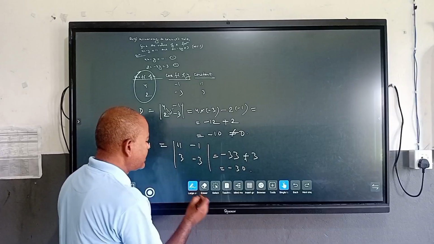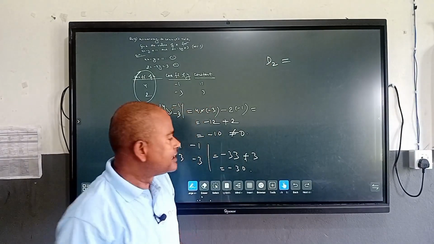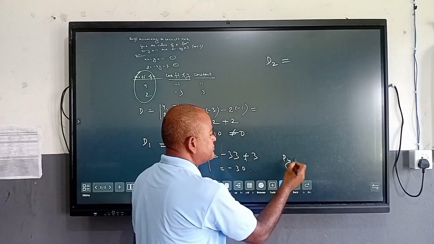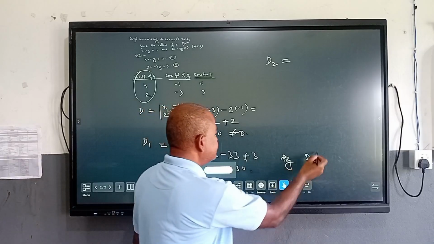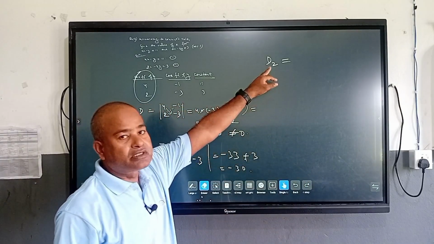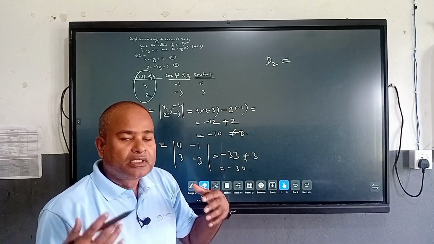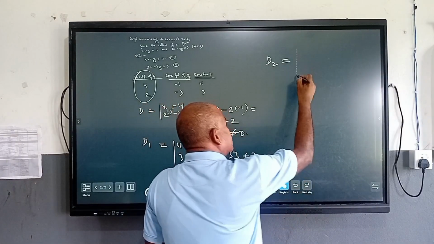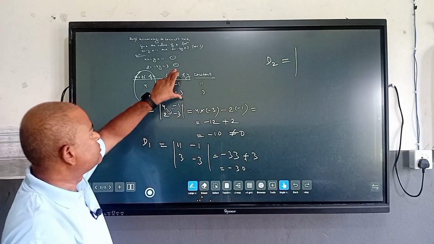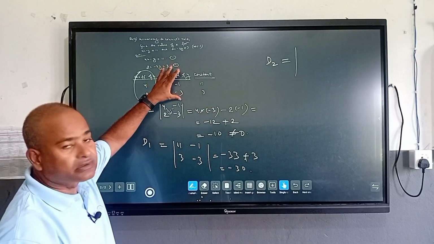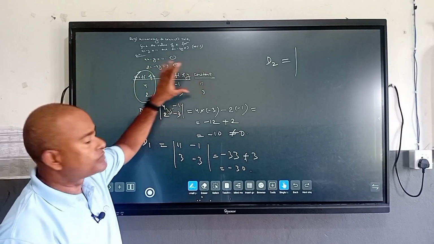Now we are going to find out the value of D2. D2, or we can represent it with dy also. So dear students, we are going to find out the value of determinant D2. To find the value of D2, we have to delete the second column, and the second column we have to replace with constant.